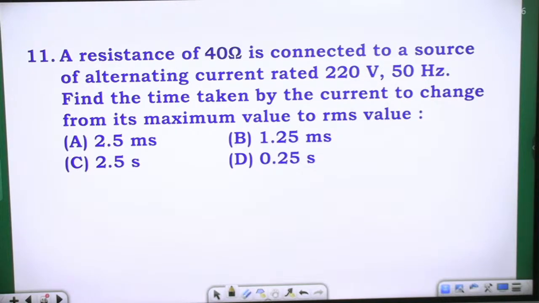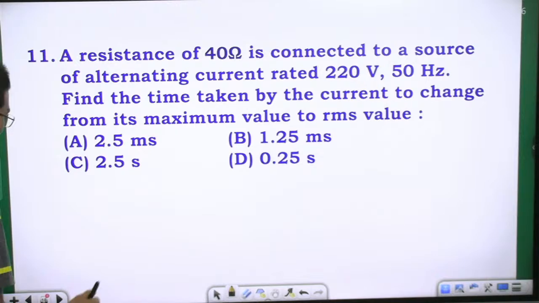A resistance of 40 ohms is connected to a source of alternating current rated 220 volts, 50 hertz. Find the time taken by the current to change from its maximum value to RMS. Okay, this is basic fundamental question. You don't need all those values as well. We just need the value of frequency.